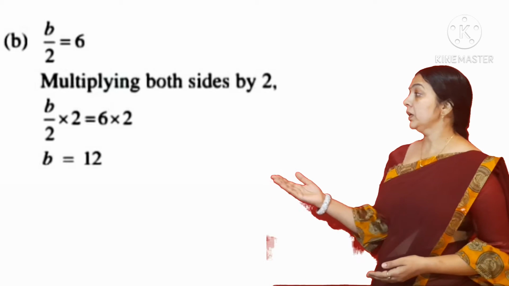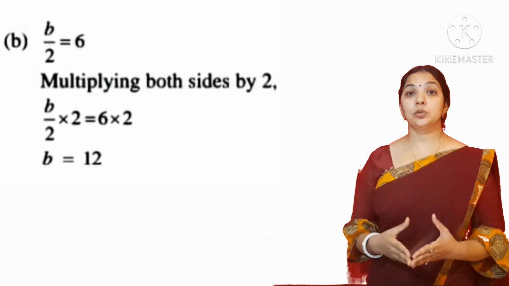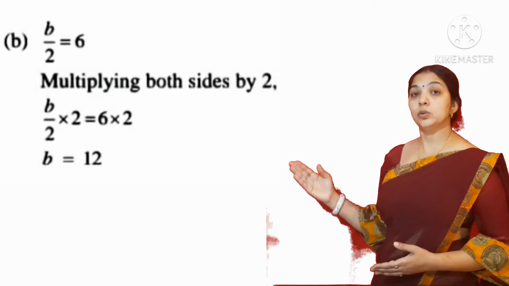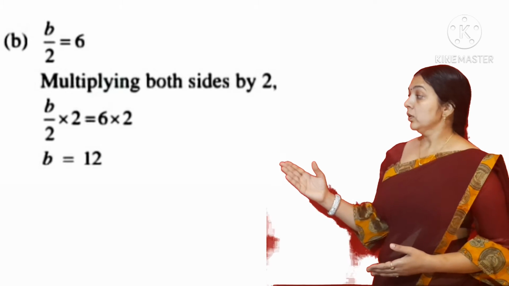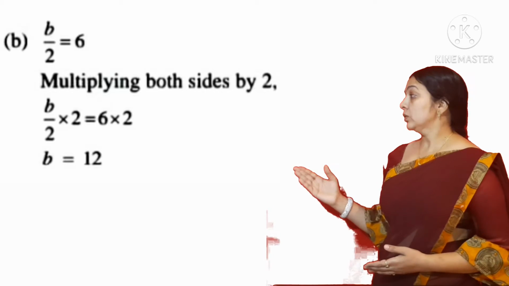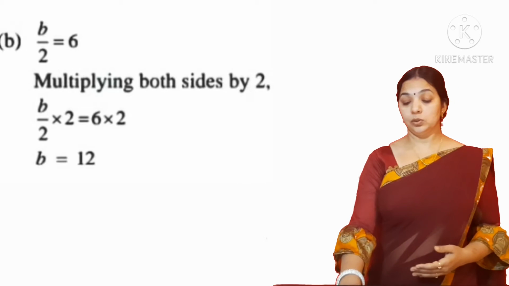The next is b upon 2 is equal to 6. We will multiply by 2 on both sides. So 2 into b by 2 is equal to 6 into 2. So 2 upon 2 will be cancelled out on LHS, and 6 into 2 is equal to 12. So the answer will be b is equal to 12.